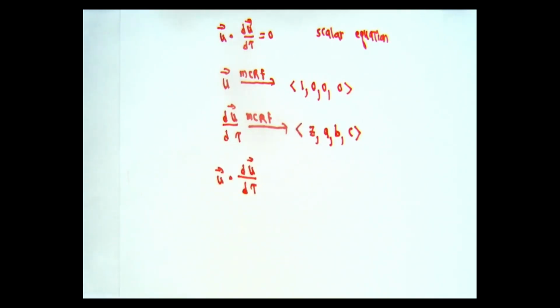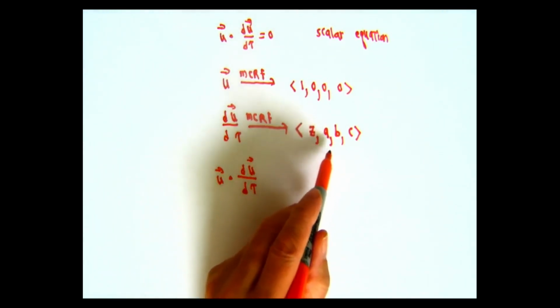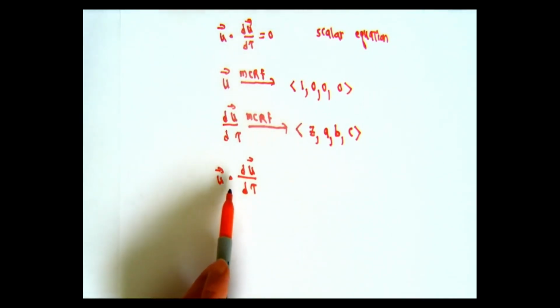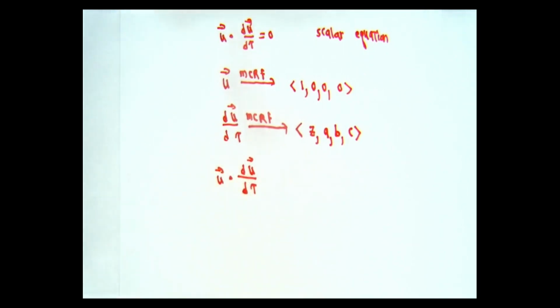So I'll just make up letters to represent the components of the 4 acceleration at the point of interest using the coordinates of the momentarily co-moving reference frame. I'll call these components Z, A, B, and C. The choice of the letter Z might seem strange, but it won't in a minute. At the point of interest, I want to calculate u dot du d tau.